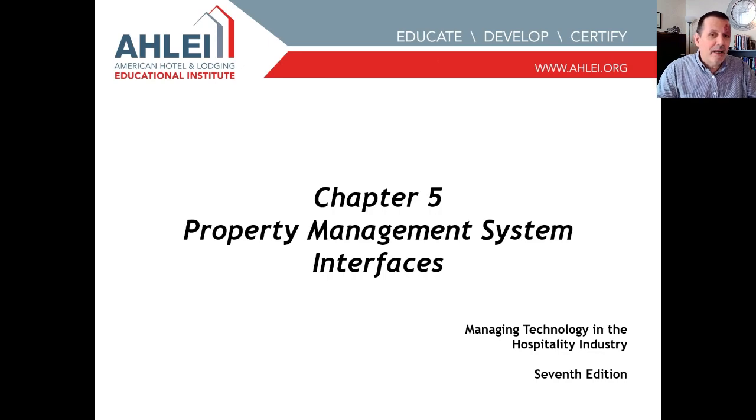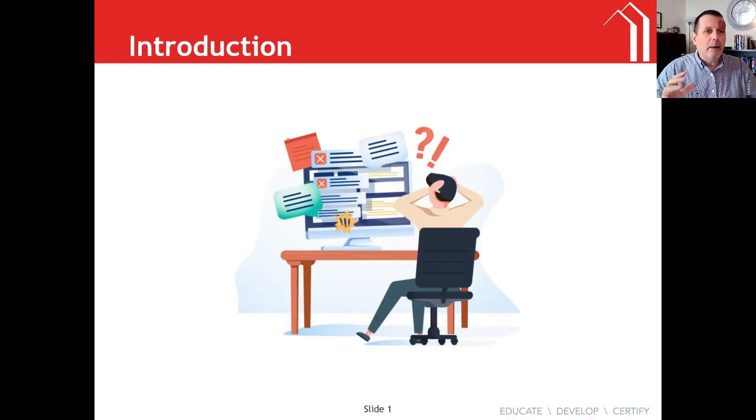This is on Chapter 5, Property Management System Interfaces. So we have our PMS, it's great, everything's good, but we have other needs, right? We can have systems that are independent, that just are standalone. But interfacing them is tying that system to our PMS system because there's a lot of shared data, a lot of similar data.